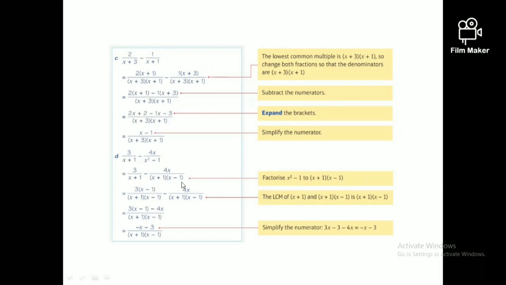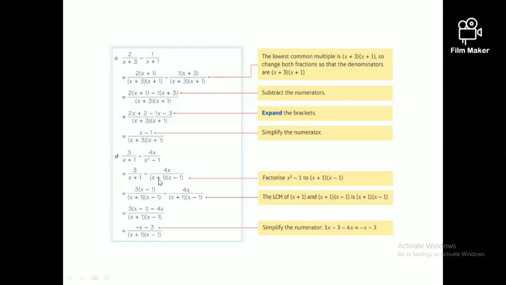Now, when you take the LCM, you can say x plus 1 is common. x minus 1 is the exceptional term. Therefore, the common denominator is x plus 1 into x minus 1. Right. Now, we want to see how many x plus 1 terms are there in this denominator. So, cover x plus 1 from here. The remaining is x minus 1. Therefore, multiply 3 with x minus 1, minus 4x times.